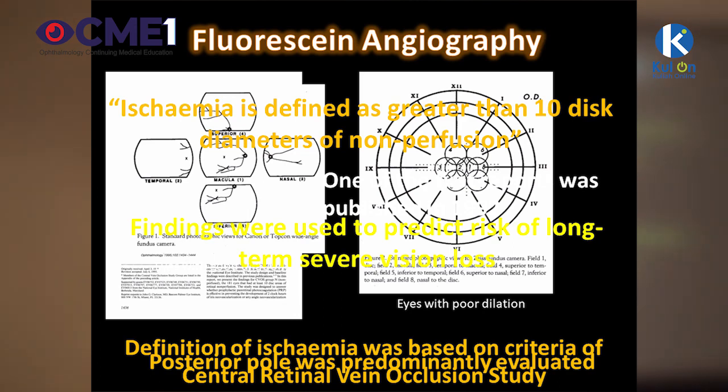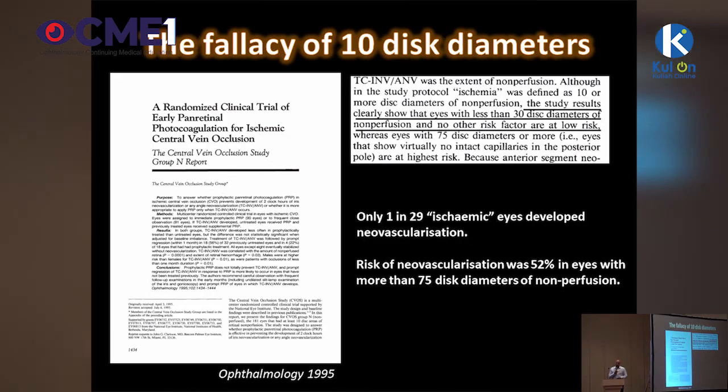And this was decided by two graders, and then they used those findings to determine if they correlated with long-term vision loss. And this is what they found. They found that in this study, if you had less than 30 disc diameters of non-perfusion on the angiogram, the risk of actually developing a complication is actually very low, which is very interesting because when we talk about retinal vein occlusion, most people talk about 10 disc diameters.